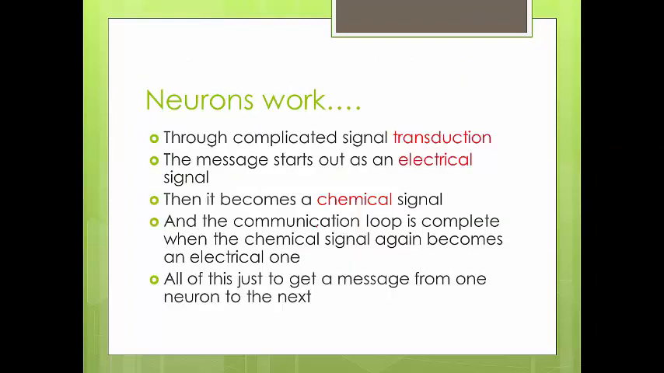Now, another way to look at this whole process is that neurons work through the act of signal transduction. That is to say, they take a neurological message that starts out in one form, in this case an electrical form, and then in trying to get that message to the next neuron, the message is transduced into a chemical form, and then finally the communication loop is completed when the neuron sends the signal via chemical means to the awaiting next neuron in the chain, at which point the signal becomes, yet again, electrical in nature. So we're going to be talking about a message changing form as it moves along.